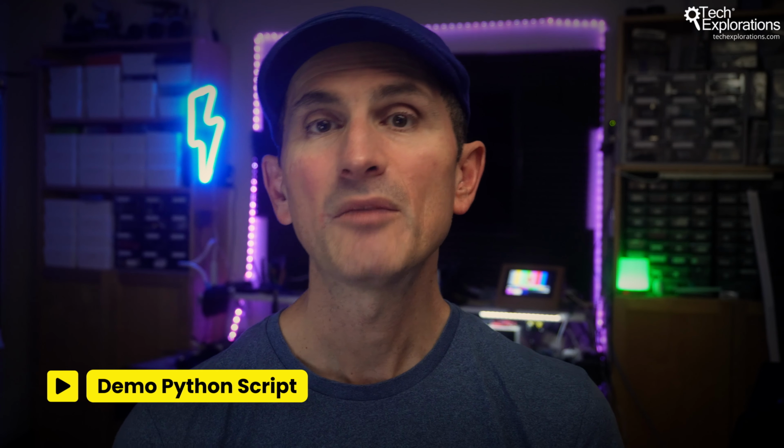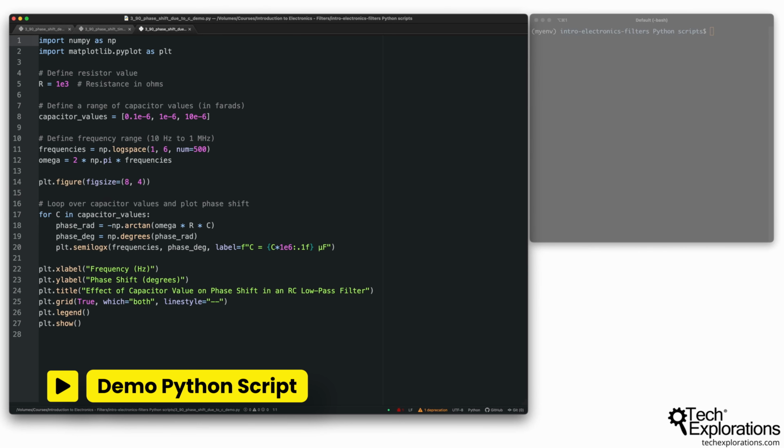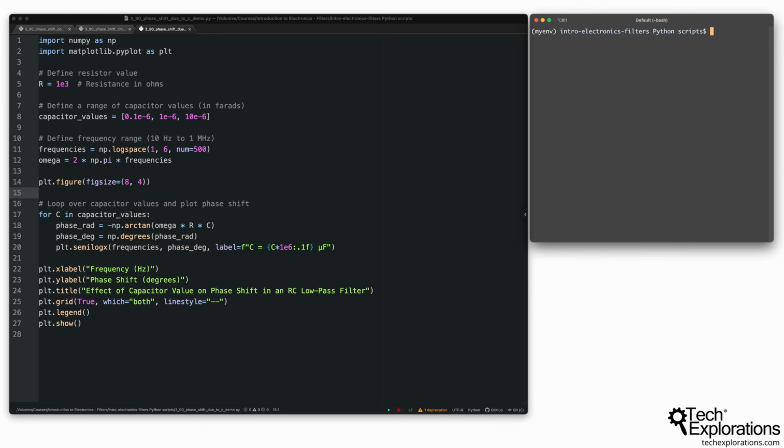And here's yet one more Python script. This script plots the phase shift for several capacitor values while keeping the resistor value constant. This visualization demonstrates how varying the capacitor value changes the phase shift behavior across the frequency spectrum.